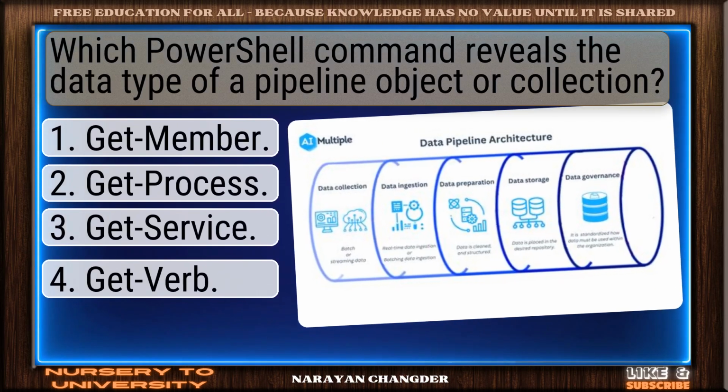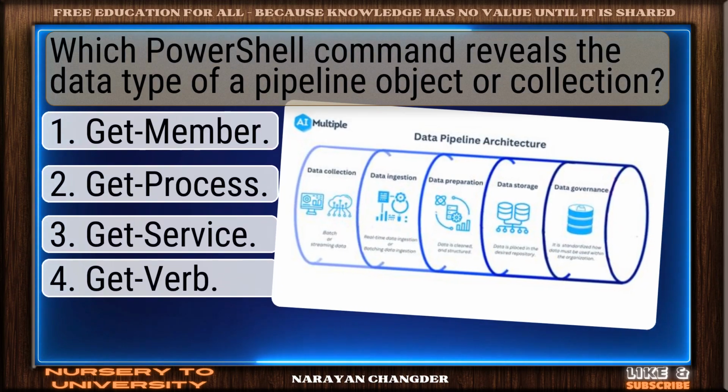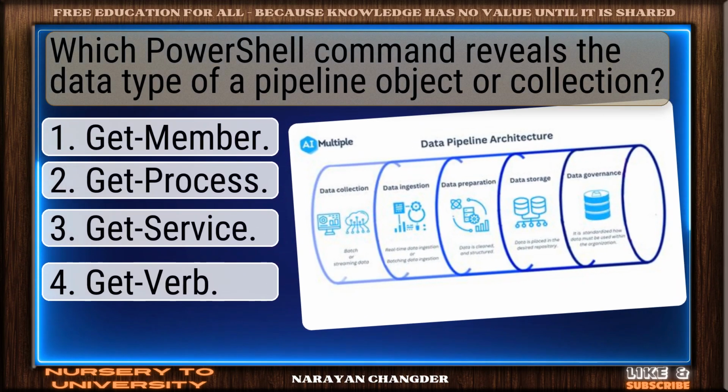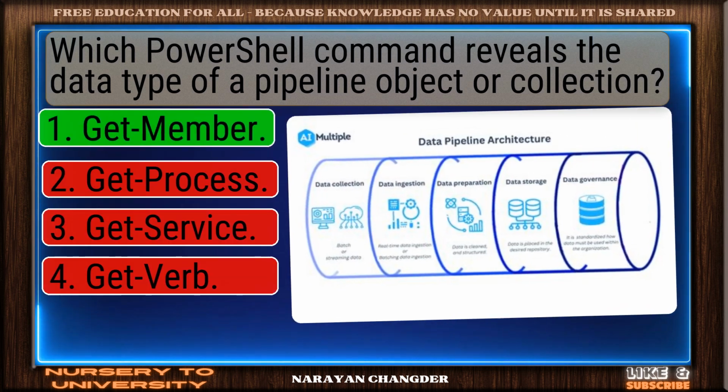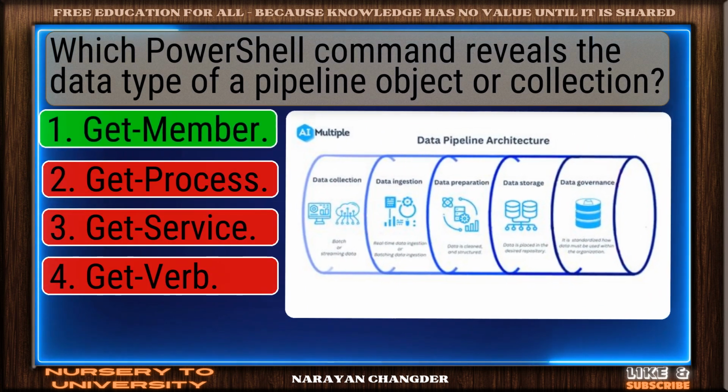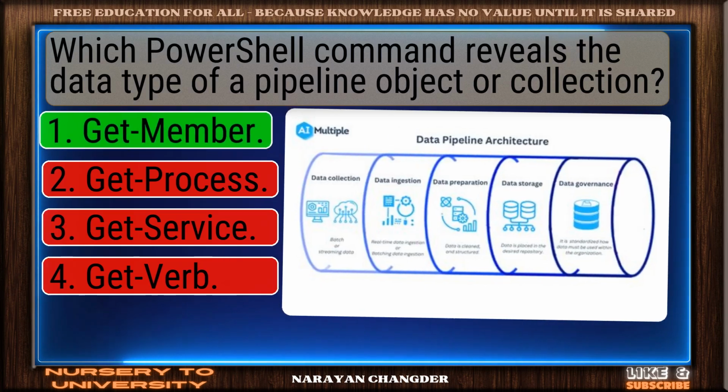Question number 16. Which PowerShell command reveals the data type of a pipeline object or collection? Well done. Get-Member is the right choice.